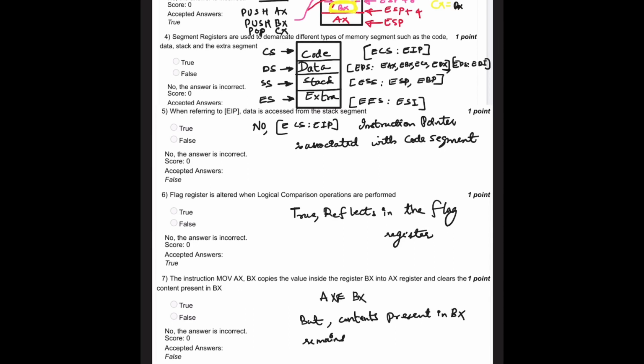Segment registers are used to demarcate different types of memory segments, such as the code, data, stack, and extra segment. So this is true, as we know that the segment registers are CS, DS, SS, and ES. They are used to demarcate the memory into 4 segments, and each of these segments have certain other registers like EIP, EAX, etc. associated with them. We'll come to this in the next question.